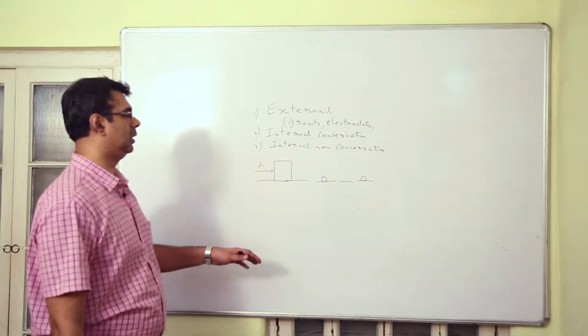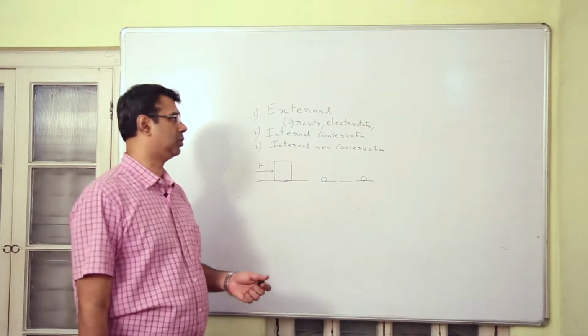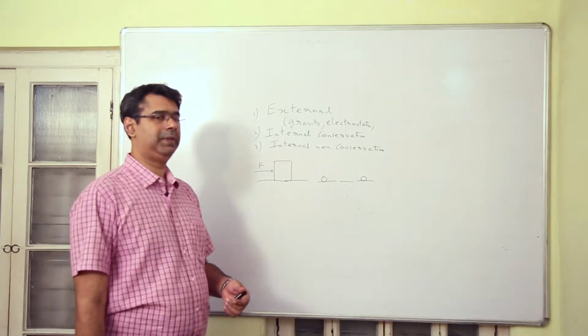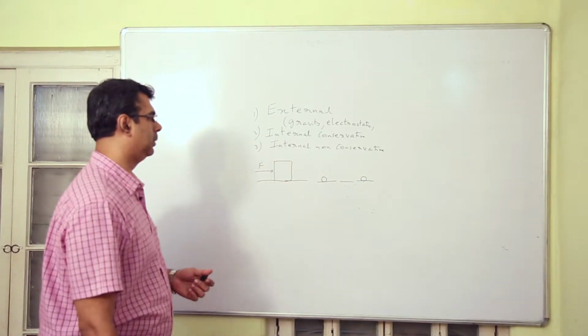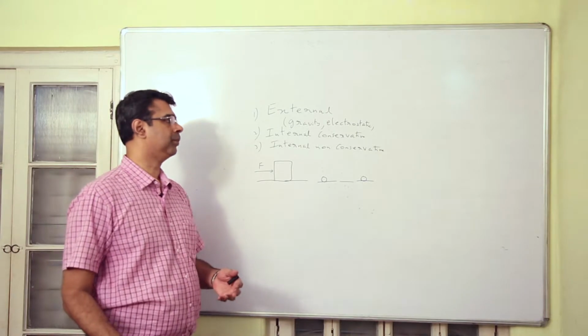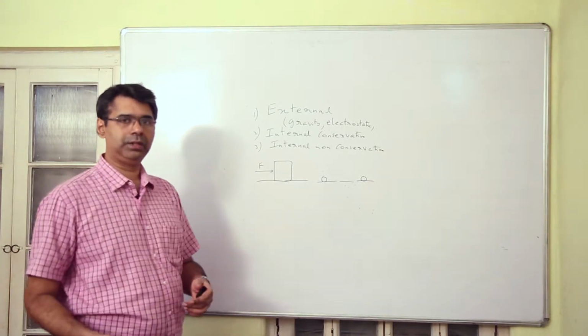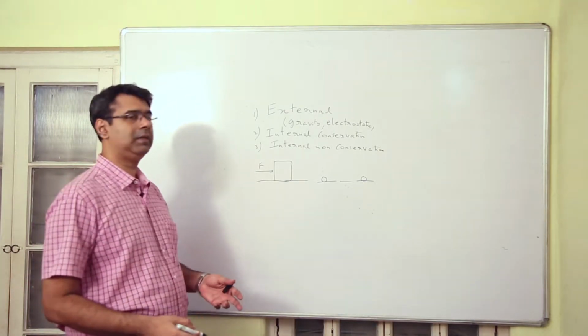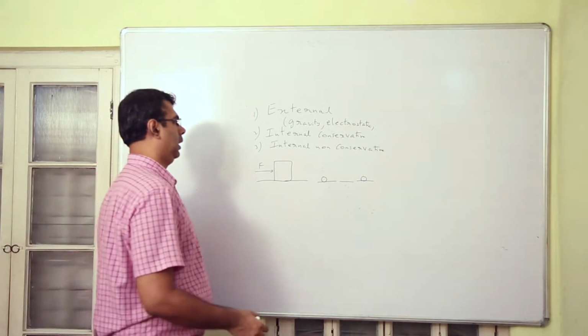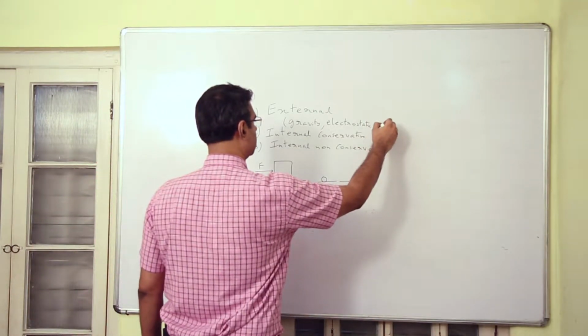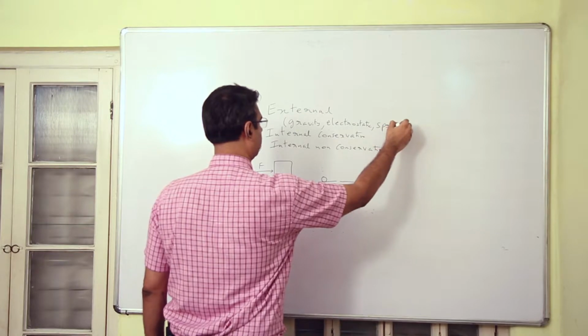Electrostatic force you will learn in detail when you go to class 12. Basically, it's a force between charges. For example, in an atom, the electron is being attracted to the nucleus. That is an example of electrostatic force. The third one is spring force.